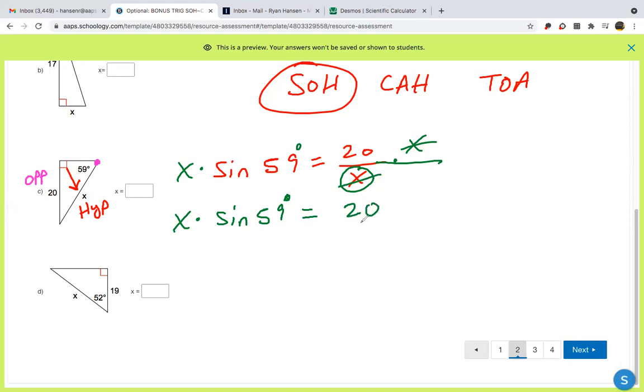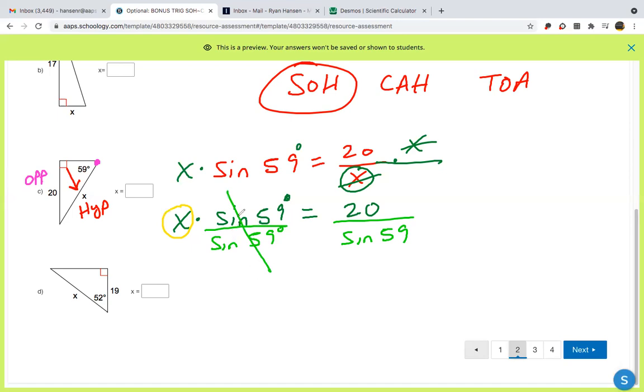So now, take a deep breath, do a little reality check. X is not by itself. It's not alone. It's being multiplied by sine 59. So in algebra, you're always thinking of undoing. How do you undo multiplying by sine 59? The inverse of multiply is to divide by sine 59. And whatever you do to one side, doggone it, you do it to the other to keep the balance of the equation. So you have x times sine 59 degrees divided by sine 59 degrees. Anything divided by itself divides out to 1, cancel.